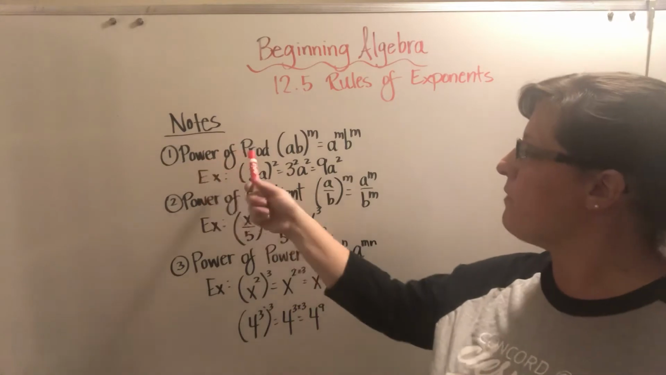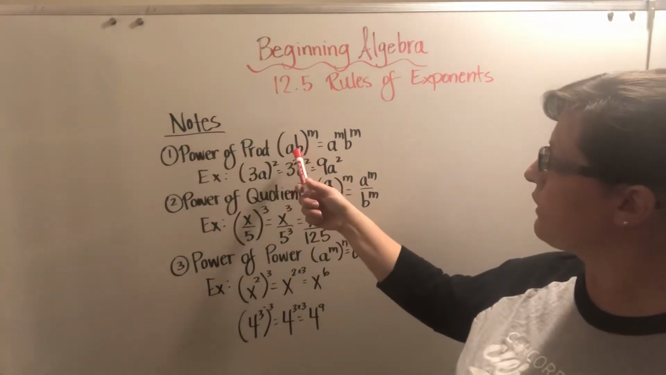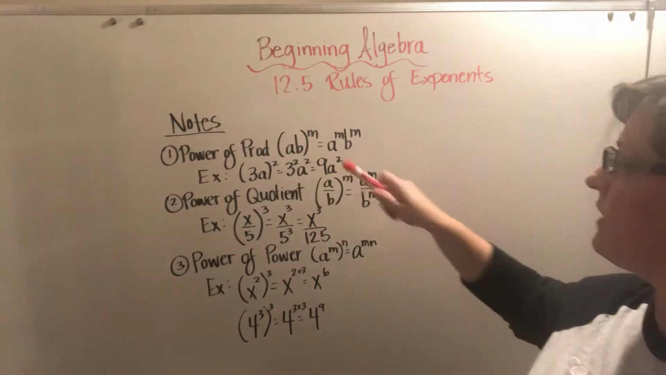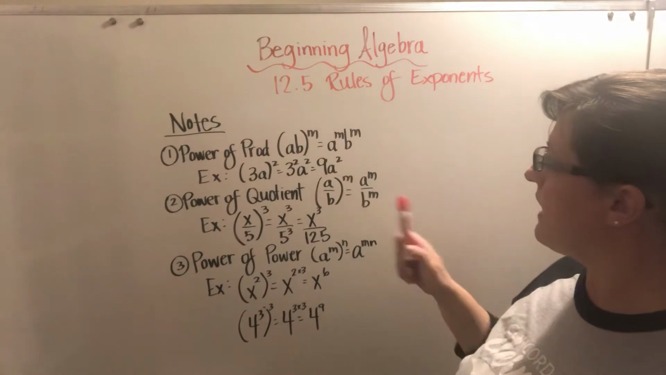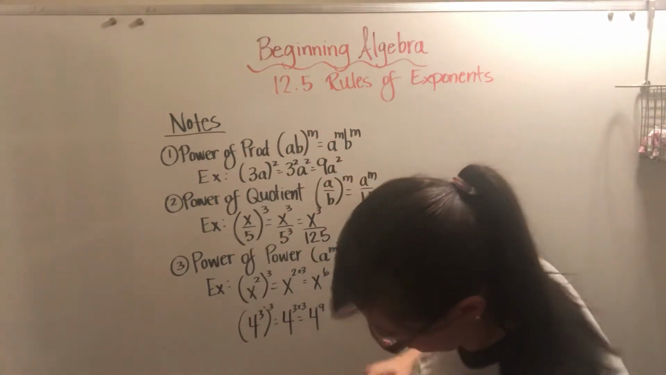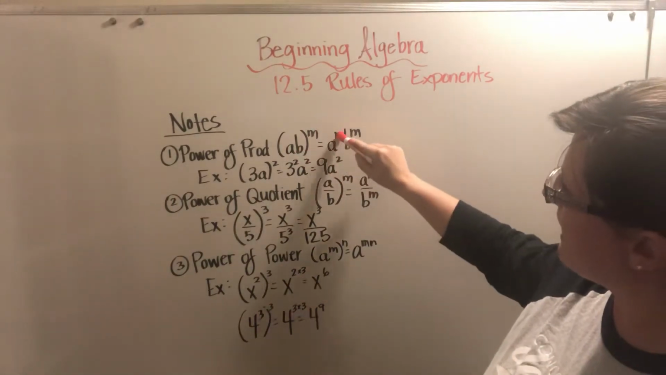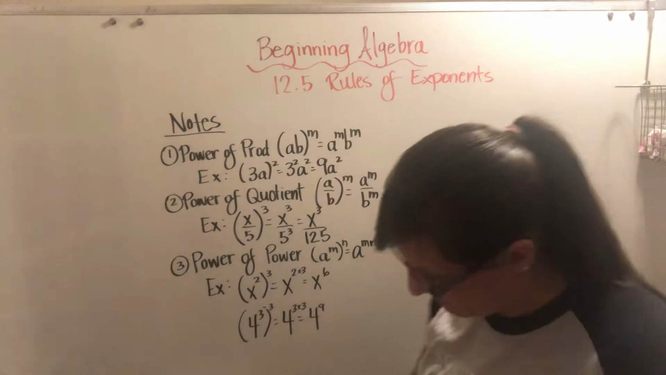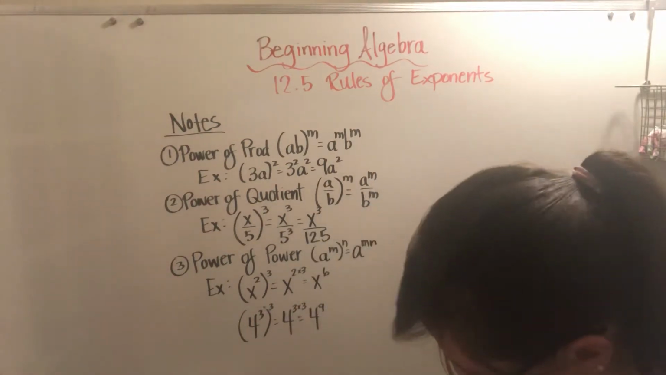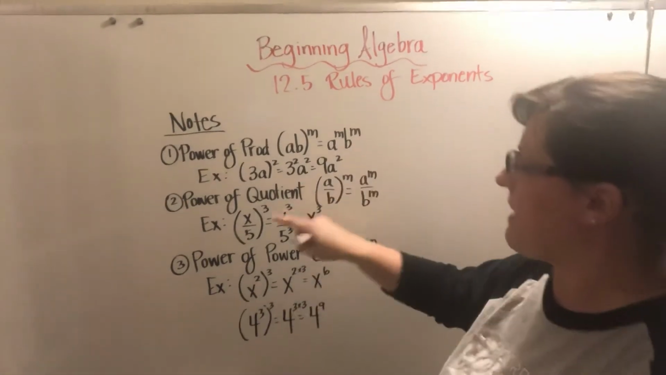But power of a product, all right? When we have terms, variables inside the parentheses, and there's an exponent, it applies to both of those terms. So (ab) to the m power means a to the m times b to the m. And hopefully you'll remember as we go through how we apply that when we add exponents. But we'll get to that.